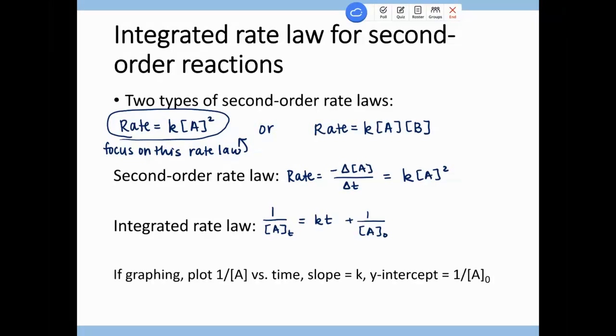Now, this equation is already written in a y equals mx plus b format. 1 over concentration of A at time t is y. That is dependent on t. So t would be x. It's multiplied by k. So k is m. K is the slope. And then 1 over concentration at time 0. That is a constant. So that will be b, or the y-intercept.